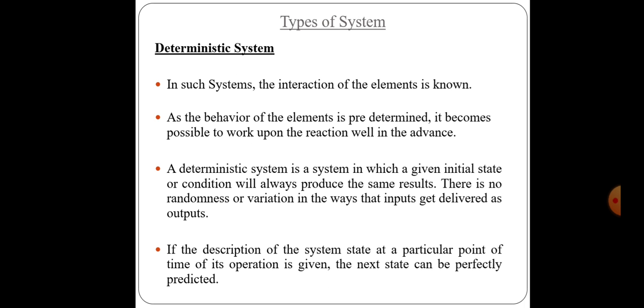So, in advance you can work upon the reactions. It is a system in which a given initial state or condition will always produce the same result. Because it is deterministic, randomness and variation in the ways that inputs get delivered is very less. If the description of the system state at a particular point of time of its operation is given, the next state can be perfectly predicted. So, if the previous state is determined and we know what is there in the previous state, then the next state can also be predicted very easily.